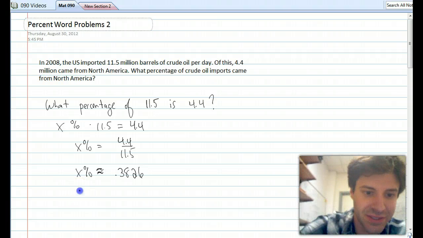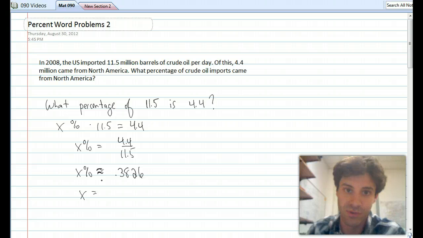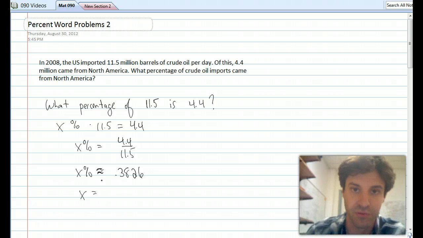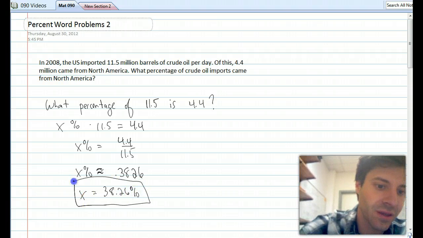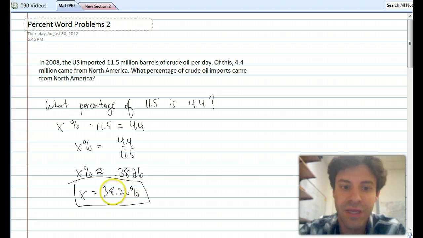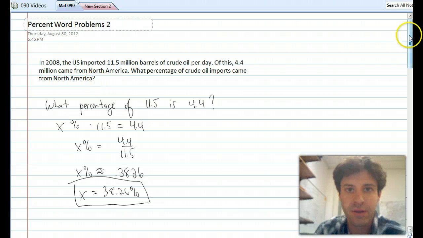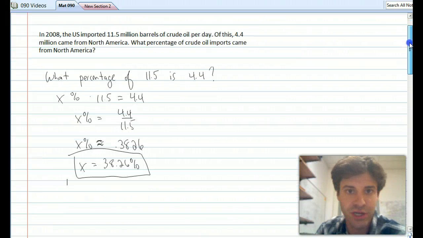Now to get x by itself, all you have to do is say, well, what percentage is 0.3826? It's actually 38.26%. And that's the answer. 38.26% of crude oil imports came from North America. So close to 40% of our crude oil actually came from Canada or Mexico in 2008. Let's try another problem.